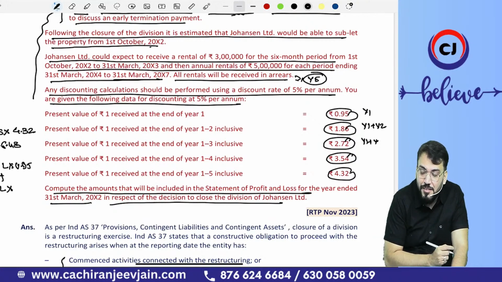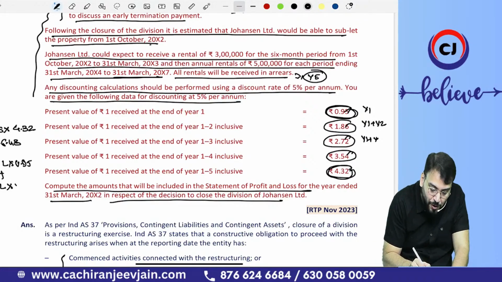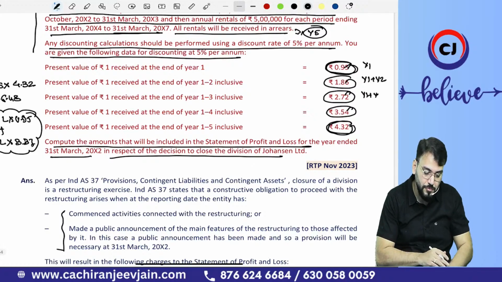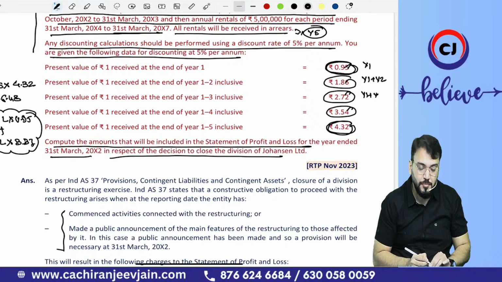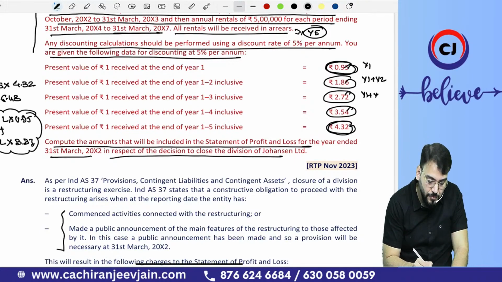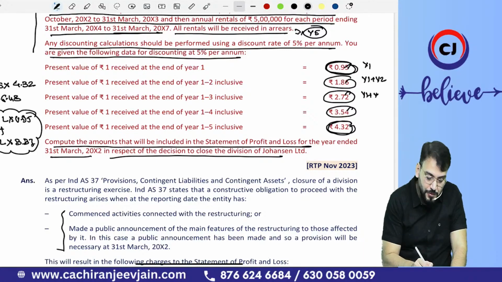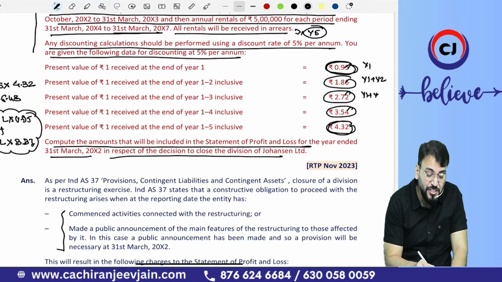What you have done is 4.32 minus 0.95. How much is it coming? 3.37. Can you give me the total of this? How much is the total coming? 19.7. This was 6.48, right?